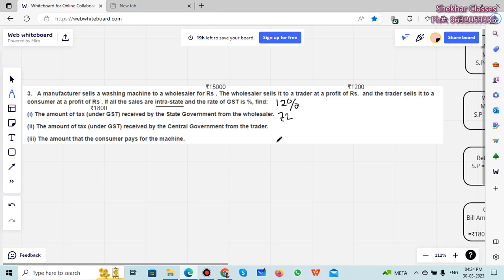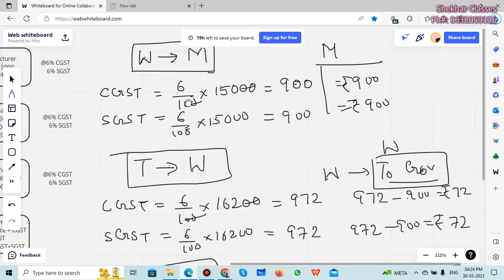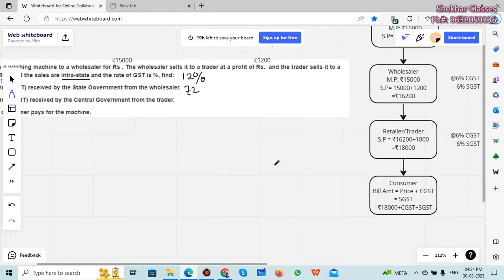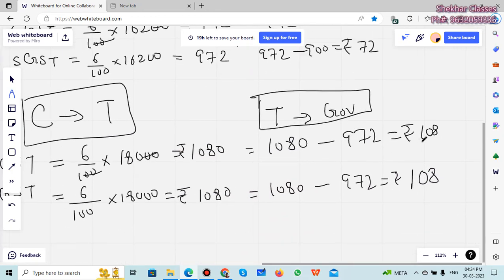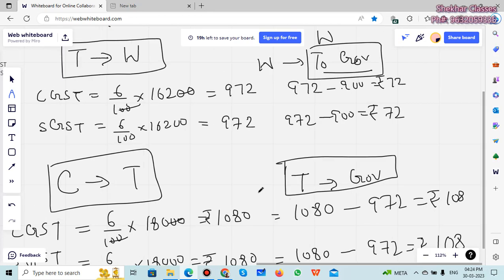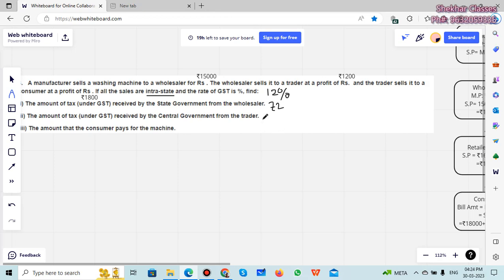Okay, now once again, the government from the wholesaler is what? Wholesaler has paid 72. The next question is from the trader. Trader to the government, how much? 108, right? So trader to the government is 108.